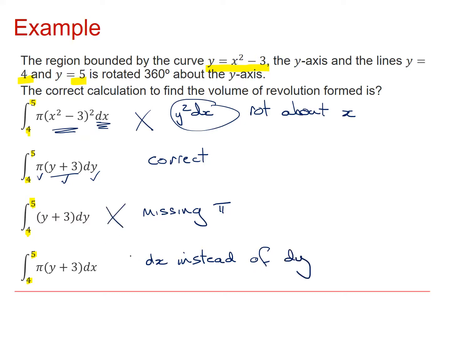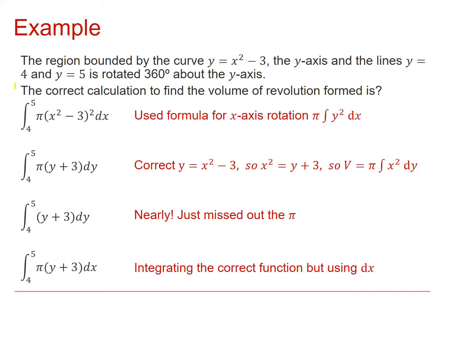All of these errors are common errors. So just think carefully about them and make sure you use x squared dy if you're rotating about the y-axis. There's those tidied up so that you can read them and remember them. So use the formula for the x-axis rotation. This one is the correct one. And these also have very common mistakes.